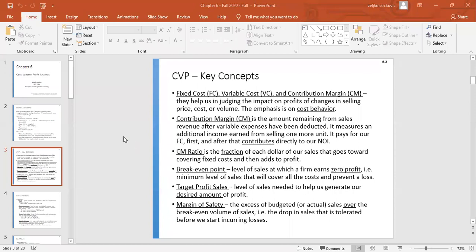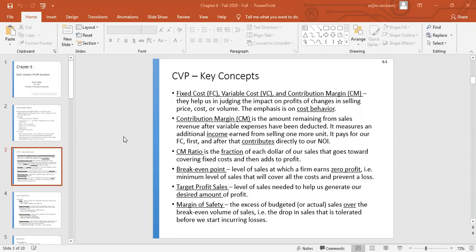But margin of safety is, we have $500,000 in sales, but our break-even sales are $300,000. Meaning at 300,000, our profit is zero, right? So anything above this, we are making money. We are in a positive area. So 500 minus 300 would be 200,000, right? So that would be a margin of safety.